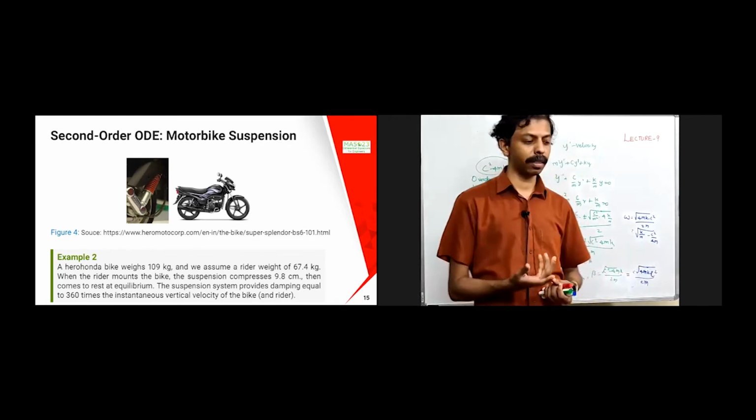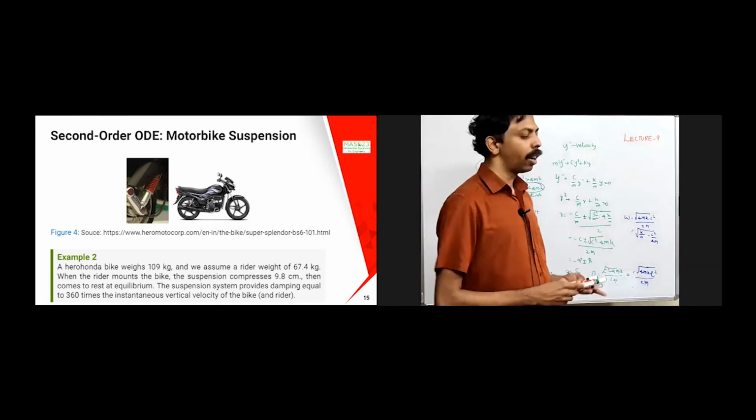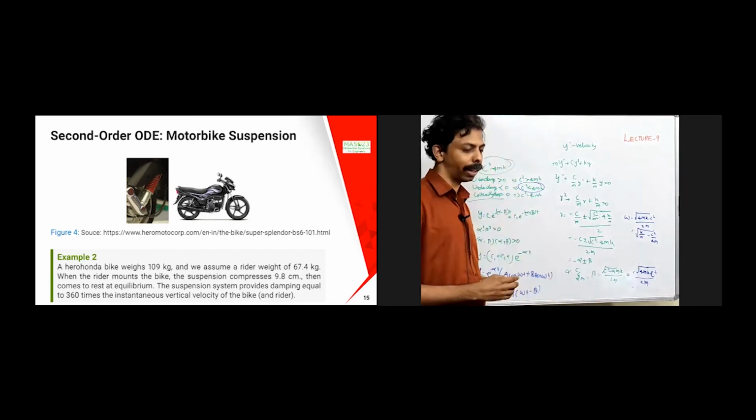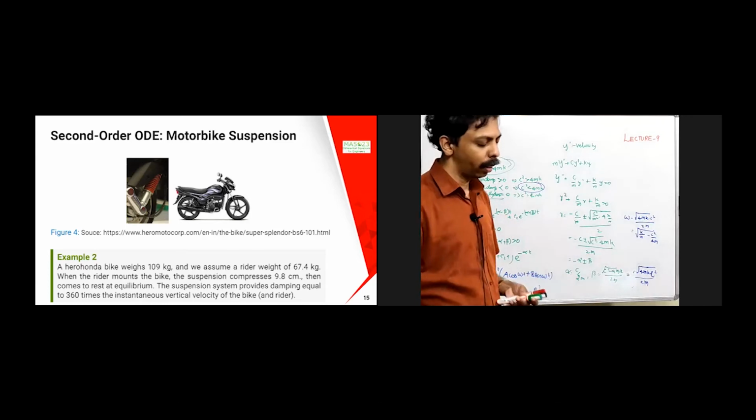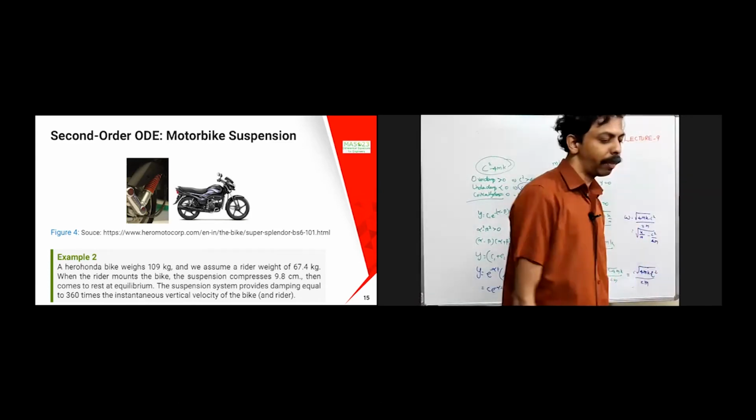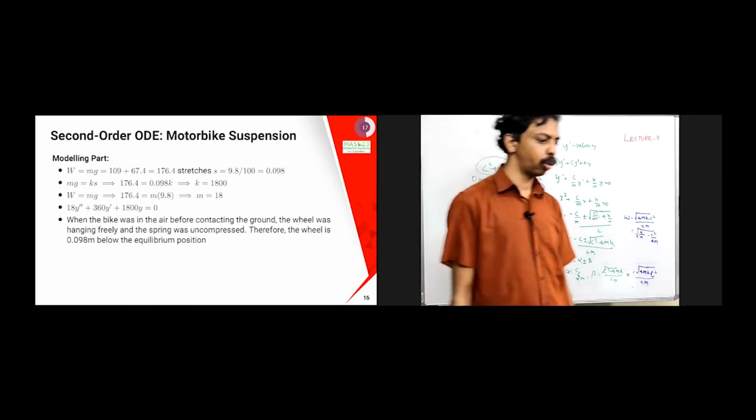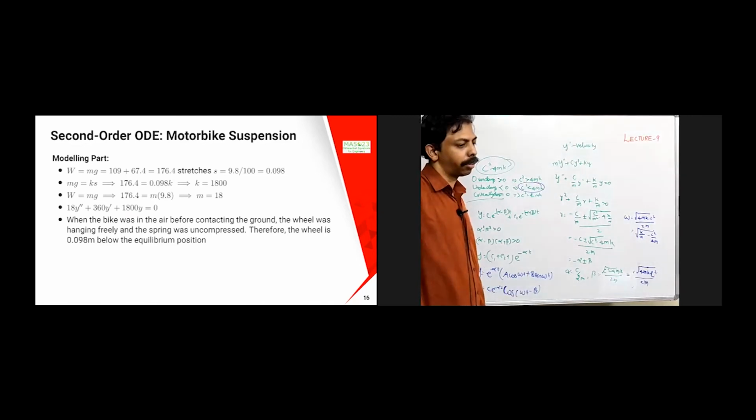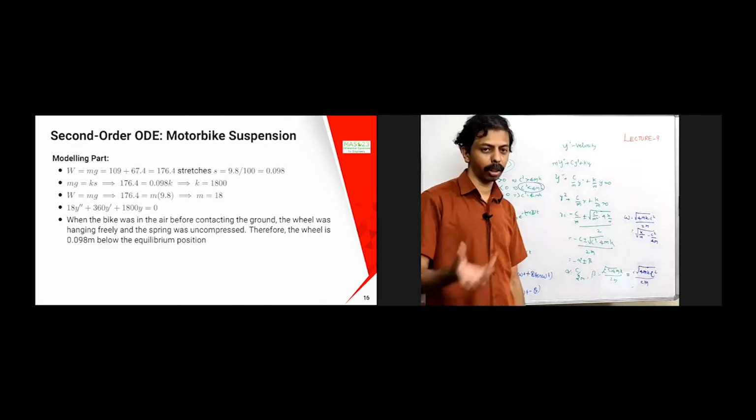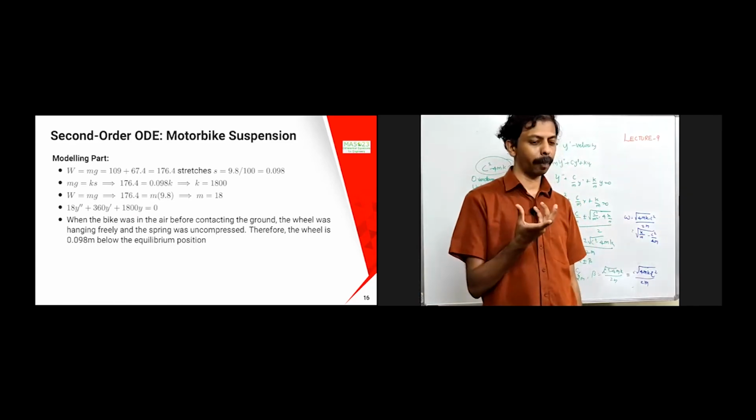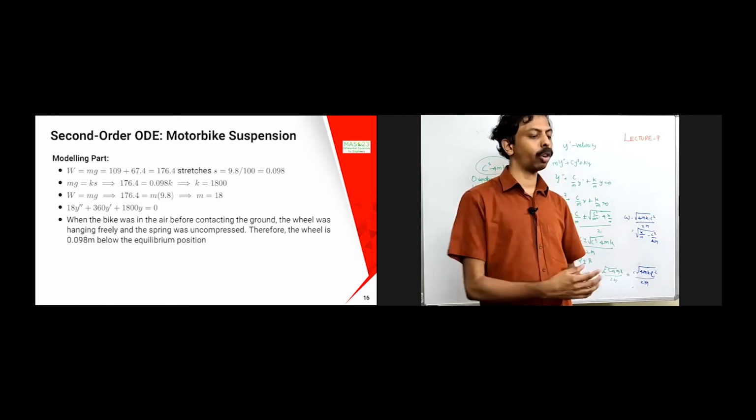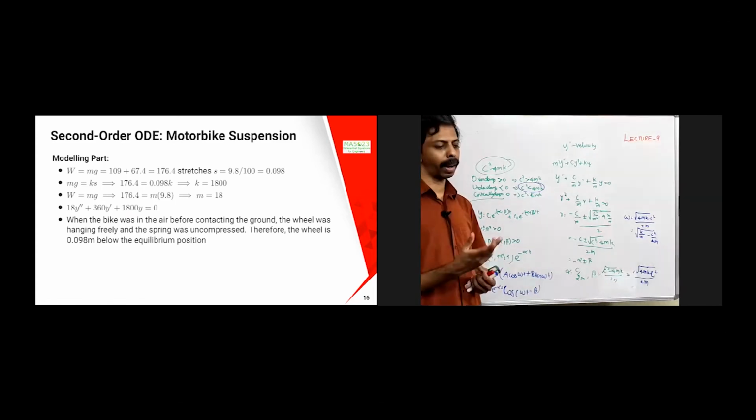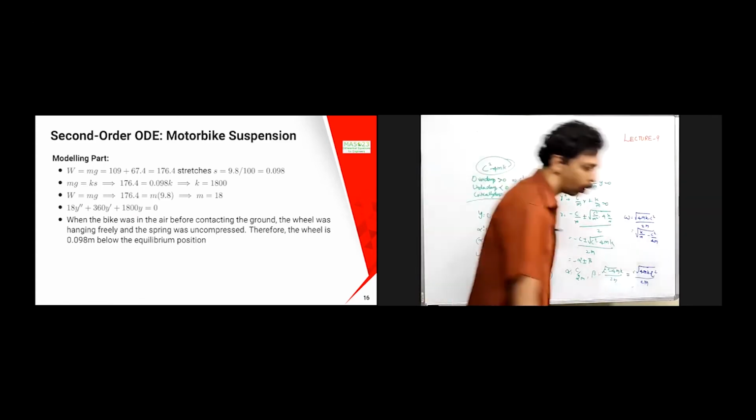Now the suspension system provides damping, which they have given as 360 times the vertical velocity of the bike and the rider together. Now we have to model this and then solve the problem. So I have W equal to mg, where we have to consider the bike plus the rider weight together. So I'm taking 176.4 kilogram, and the stretch they have given is 9.8 centimeter, which is nothing but 0.098 meter.